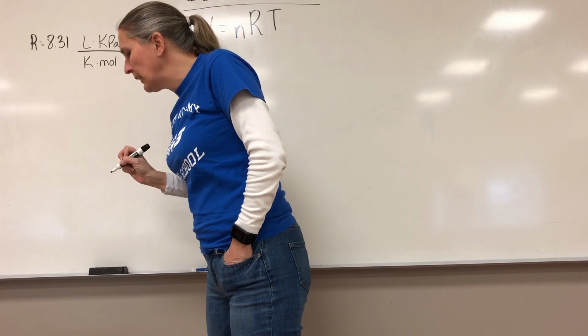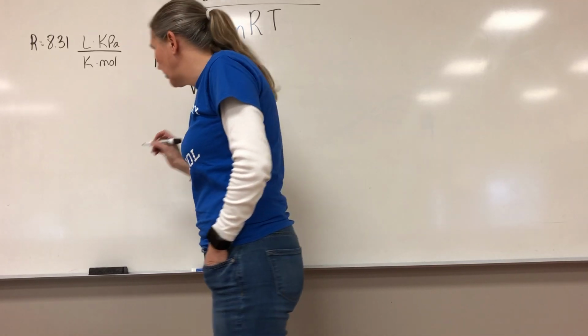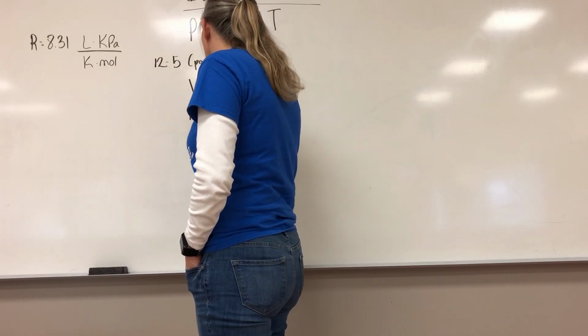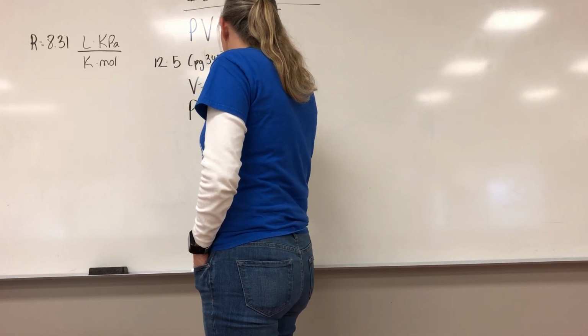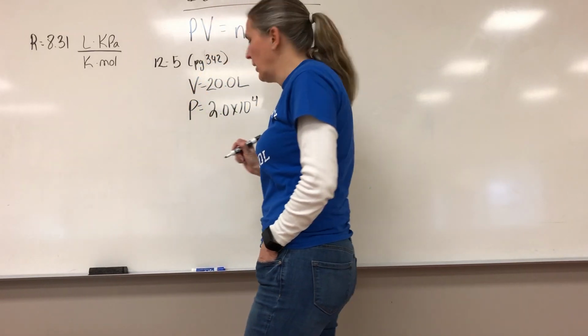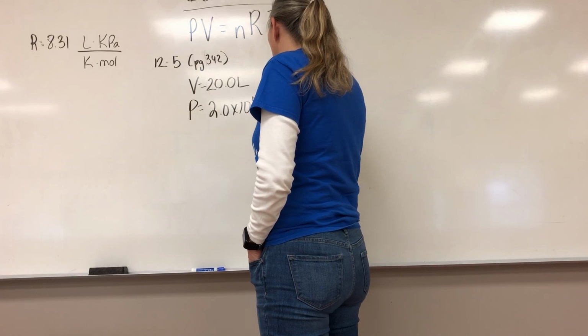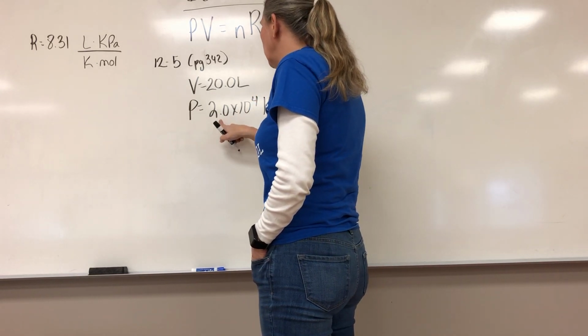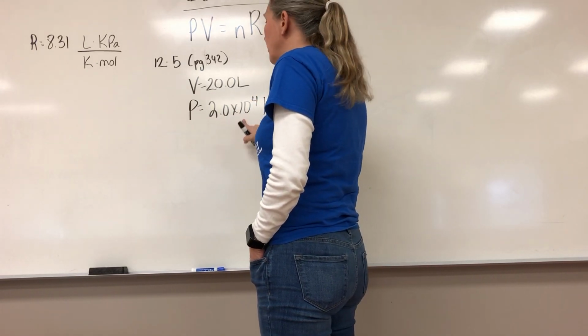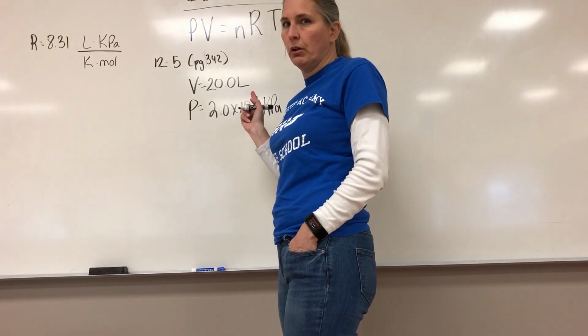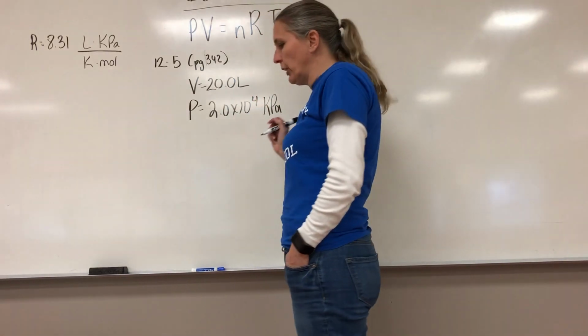It's filled with nitrogen gas to a final pressure of 2 times 10 to the 4th kilopascals. So pressure is 2 times 10 to the 4th. Don't forget that thing, kilopascals. If you want to write it out, that's going to be 2, 0, 0, 0, 0. Remember all of our standard notation.